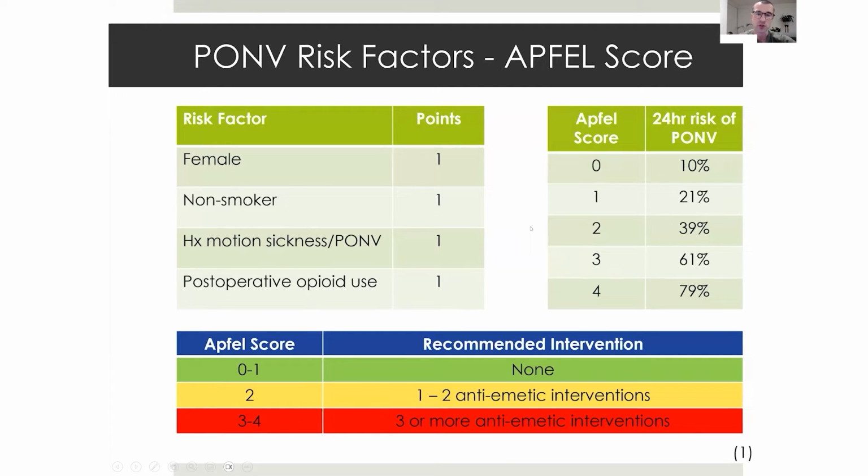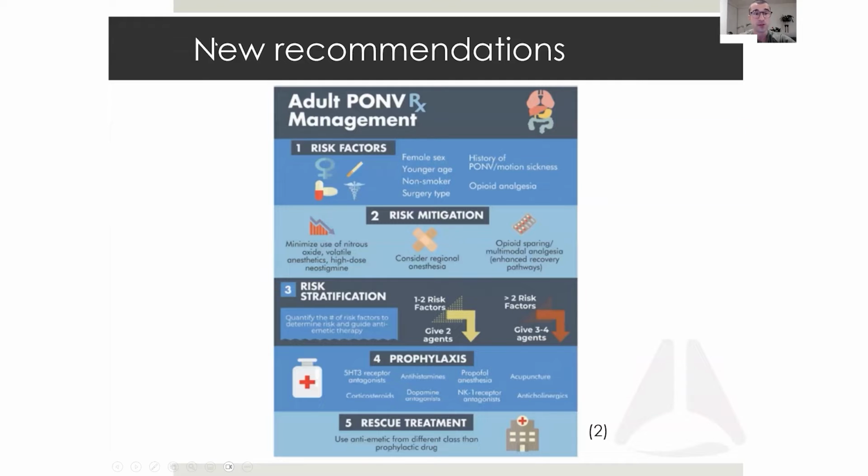Now, this is a little bit different to our more recent guidelines that were developed in 2020, although a lot of people still refer to the APFL score, where you've got your risk factors. There's a few other risk factors. So as you mentioned, Stevie, younger age is on there as well as the surgical type. And then you think about your risk mitigation strategies. So what you're going to do to prevent it from occurring.